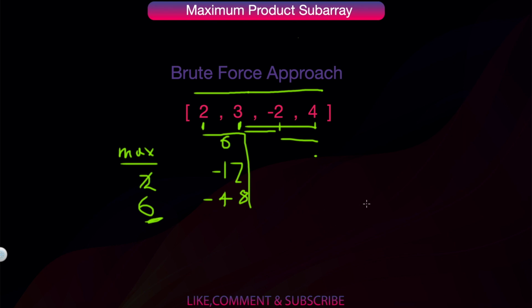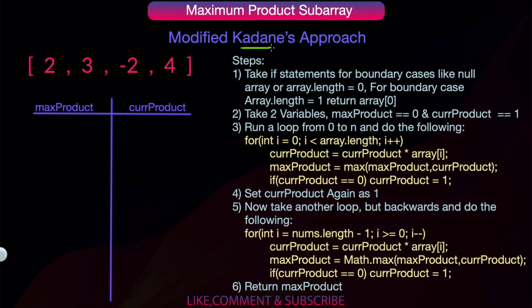Now let's look at the better solution, our optimized Kadane's approach. So this is our optimized or modified Kadane's approach. Don't get scared by the lengthy steps, I have just inserted the code, that's why it looks lengthy. So our step 1 is we'll check for the boundary cases like null array or array.length equal to 0. We'll return just 0 for these cases, and if array.length equal to 1, we'll return array[0]. That is the only element we'll return.